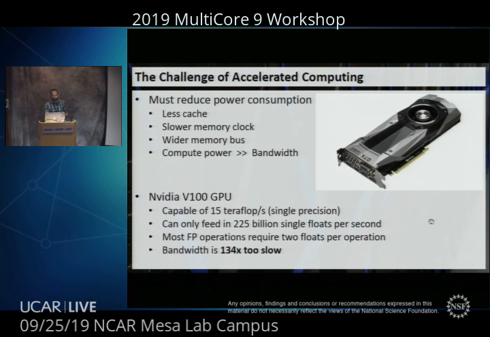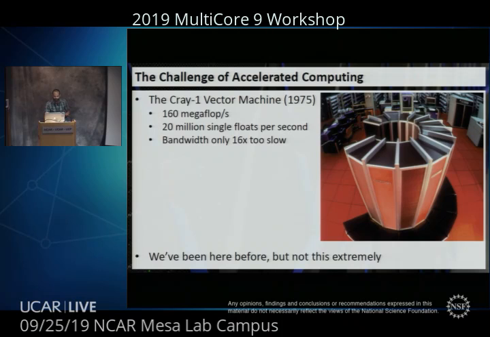And so as an example of this, the NVIDIA V100 GPU is capable of 15 trillion floating point operations a second in single precision, but it can only feed about 225 billion floats per second. And since most of our arithmetic operators are binary, they require 2 pieces of data, so really the memory bus is about 130 times too slow. That, to me, is the real problem that's going on. That's what I'd like to address algorithmically. How do we handle this?